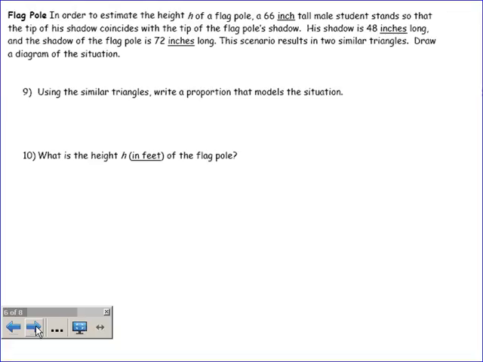This scenario results in two similar triangles. Draw the diagram of the situation. So here's the deal. There's a flagpole that we don't know how tall it is. I'll just put a little tip on it. Maybe I'll draw a little flag up here, something like this. It's waving. There it is. It's a flag. Maybe there's some stripes on it. Here we go. Stars and stripes. Okay, flag. Here's the ground.